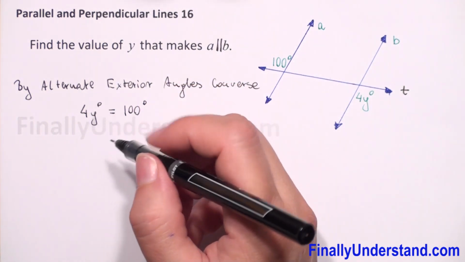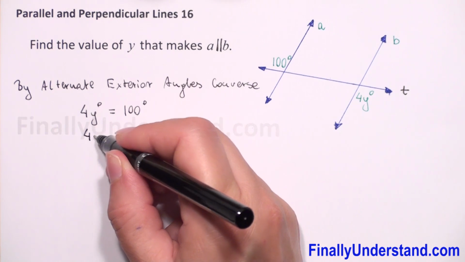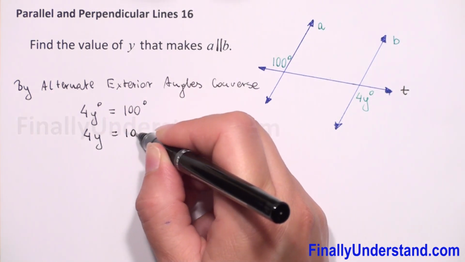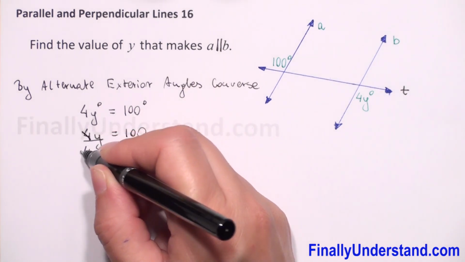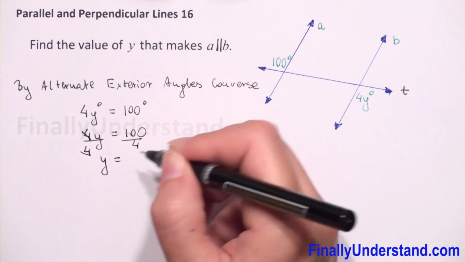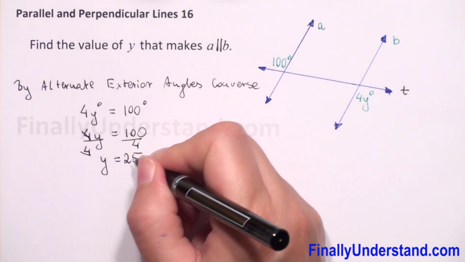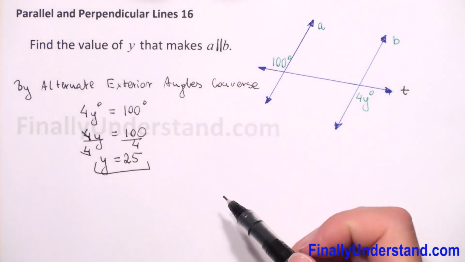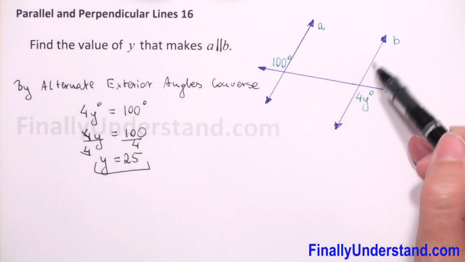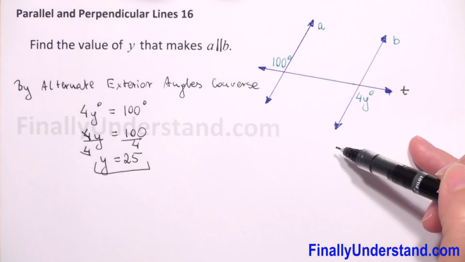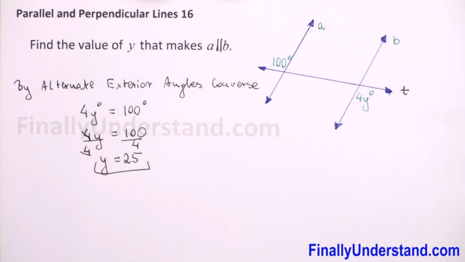So let's forget about degrees. So we have that 4y is equal 100. Now we will divide by 4 both sides. So we have that y is equal 25. So for y equals 25, our lines A and B are parallel. This is my solution.